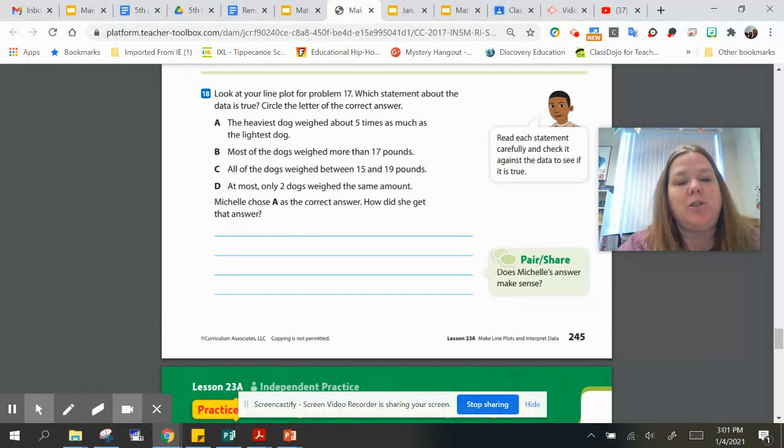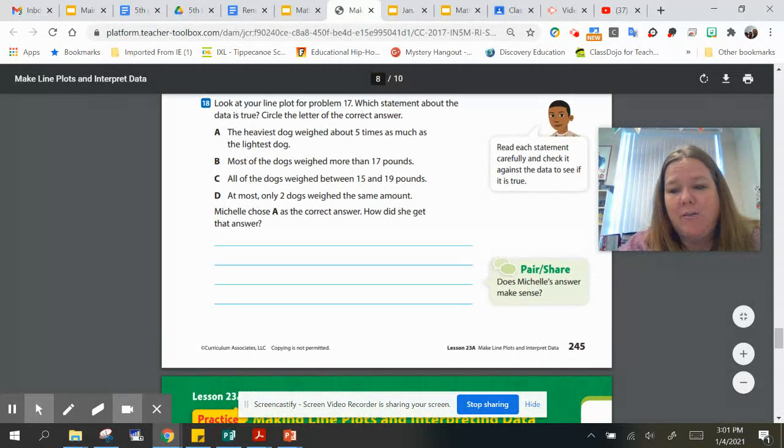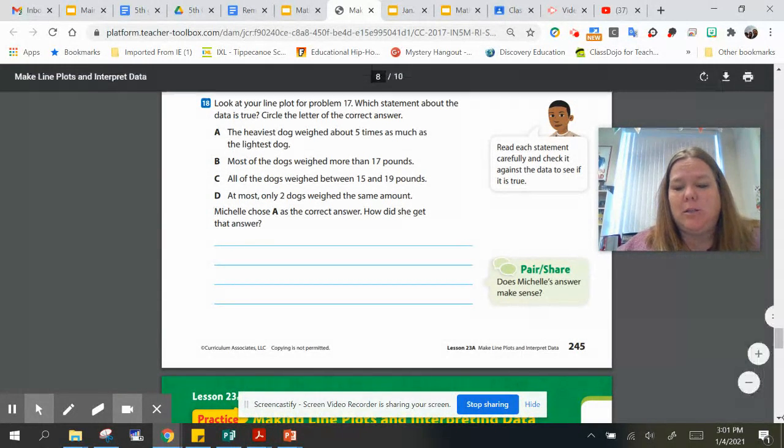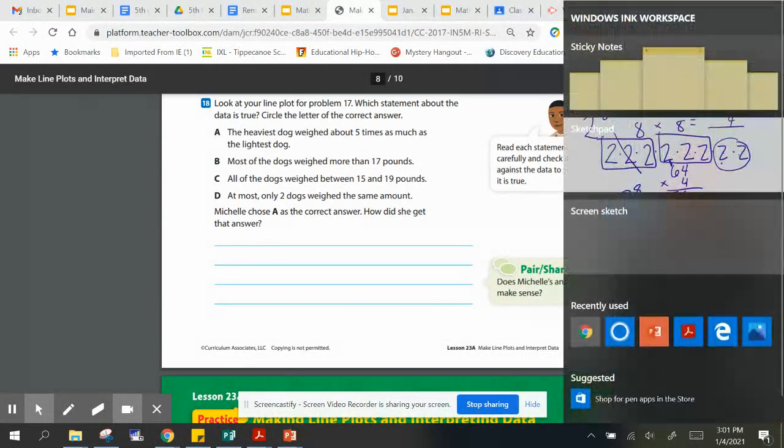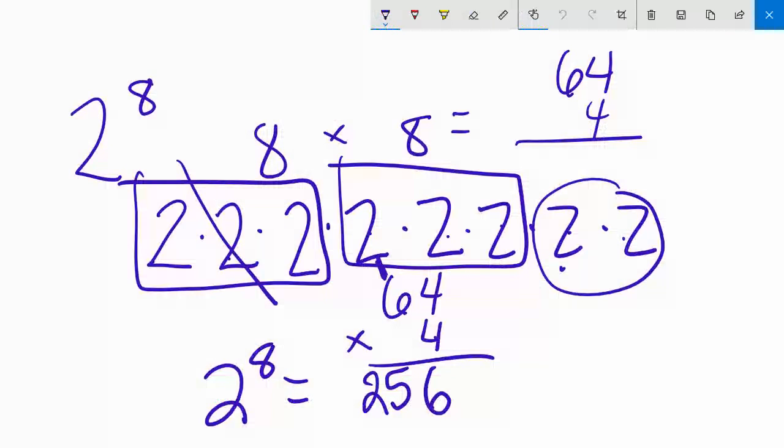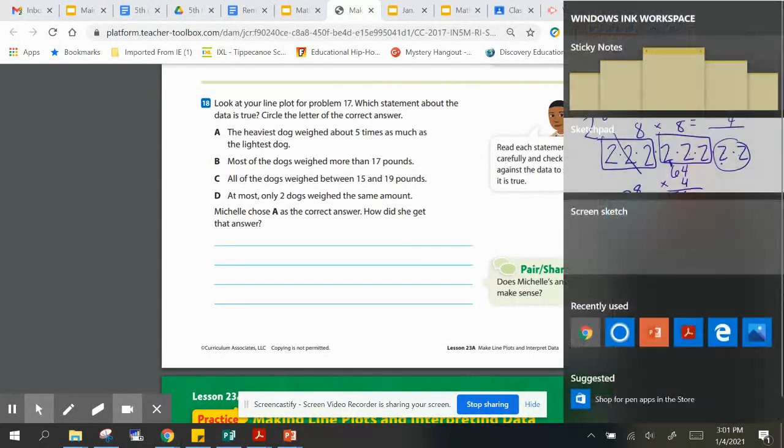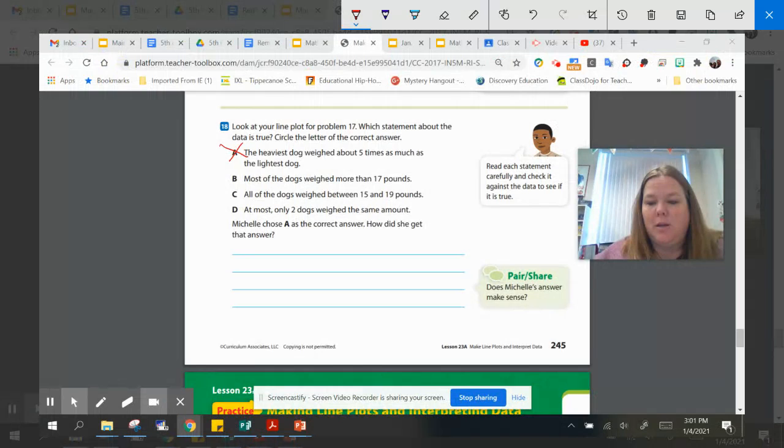It says, which statement about the data is true? The heaviest dog weighs about 14 times as much as the lightest dog. The lightest dog is about 14 pounds, and 14 times 5 is way bigger than 19. So guess what, guys? That is not true. Oh, wrong one, my bad. Hit the wrong button. So it is not A, because again, 14 times 5 is way greater than 19.